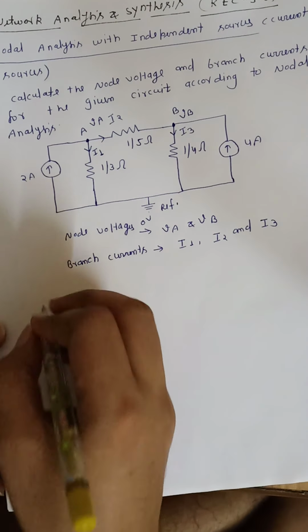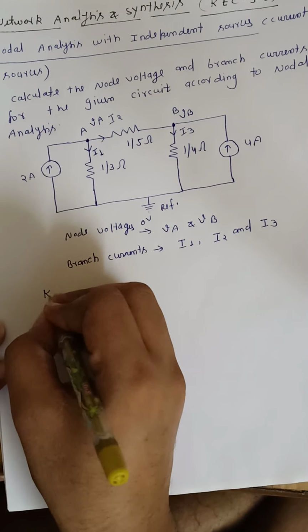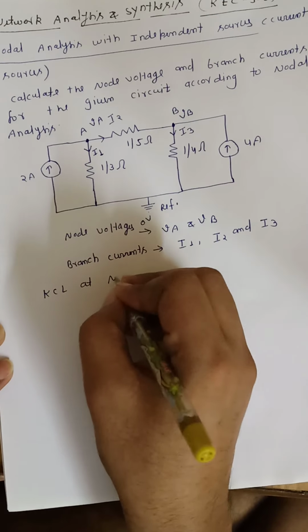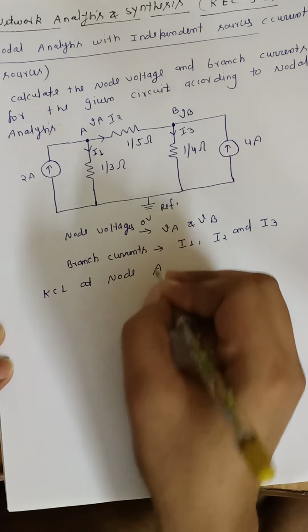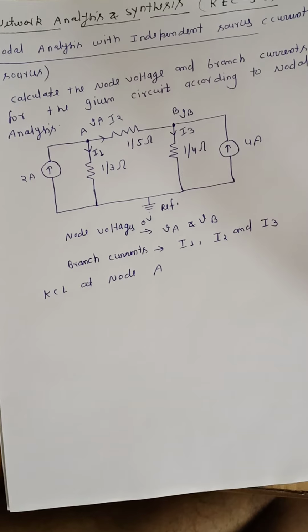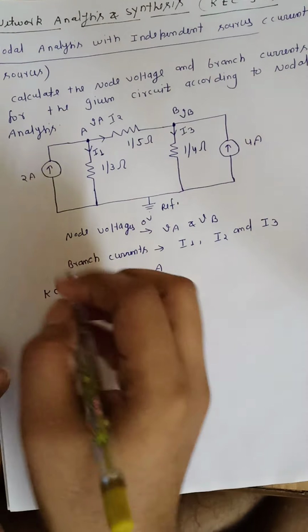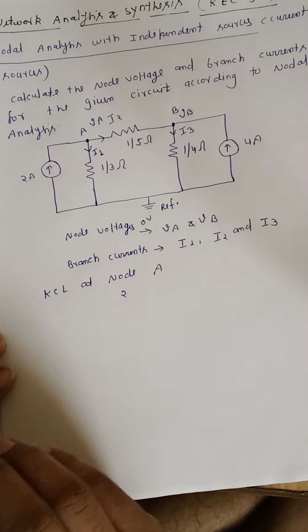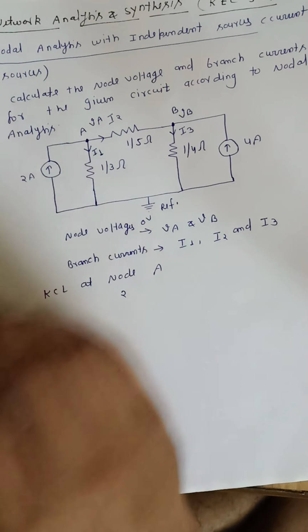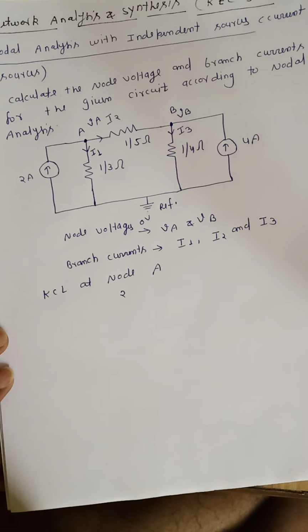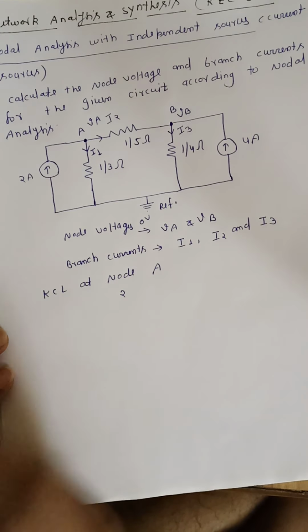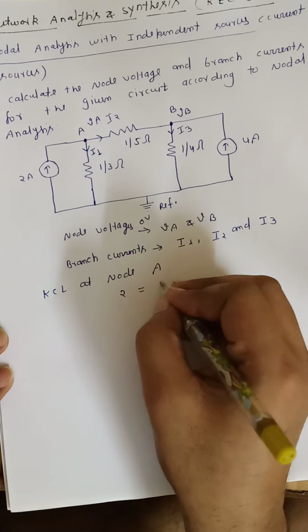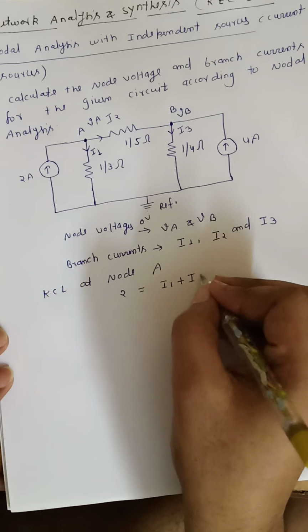So first we apply KCL at node A. According to KCL at node A, we have incoming current 2 ampere and outgoing currents I1 and I2. So according to KCL, for node A, 2 equals I1 plus I2.